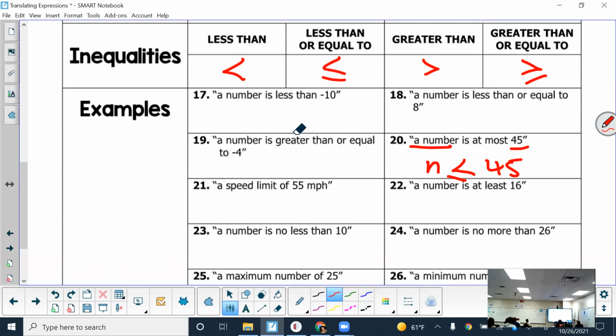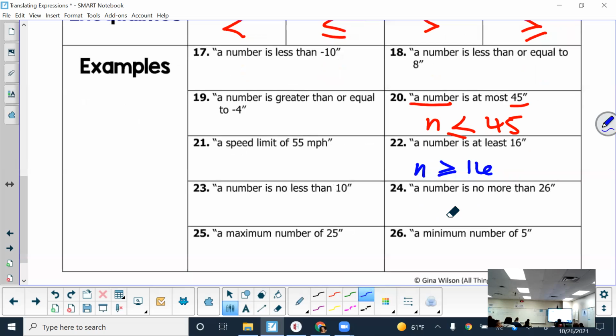Now let's do a number is at least 16. So a number being compared to 16. I leave some space for the symbol. If it has to be at least 16, can it be greater than 16? Yes, so I'll put a greater than symbol. Can it be exactly 16? Yes. Like when they say you have to be at least 16 years old to work here, you can be exactly 16. So things like that.